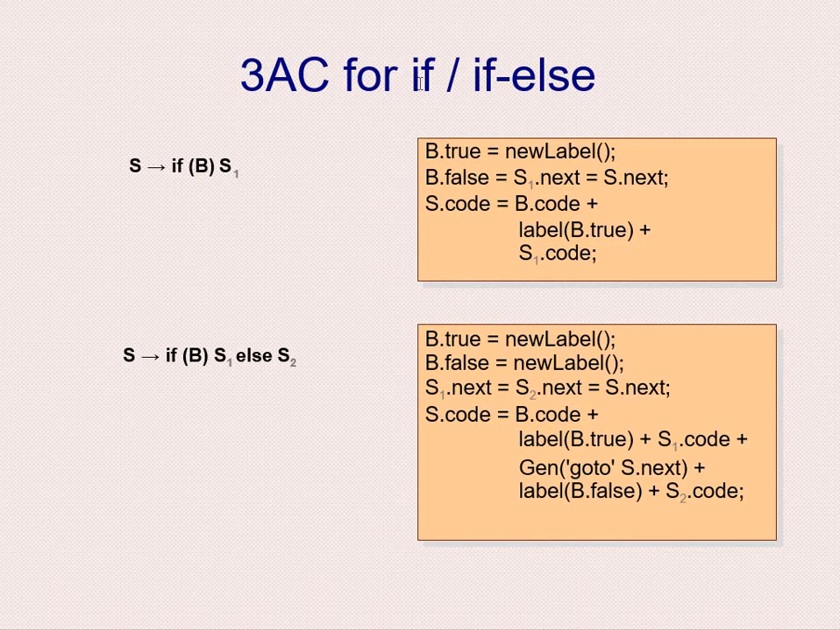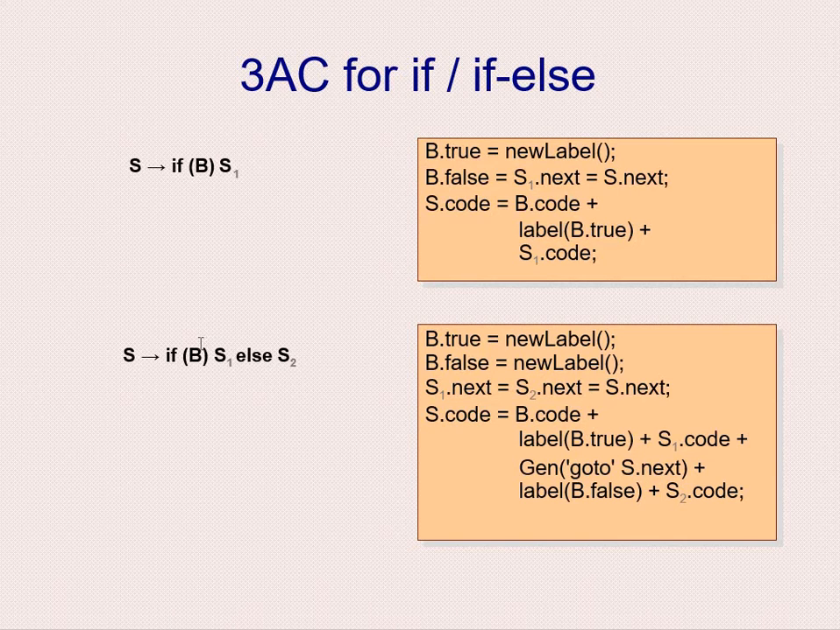If we are having a conditional like if, suppose S is generating if B, where B is the condition or expression. If this is true, then we execute the body of if, statement S1. So B.true is a new label, B.false equals S1.next equals S.next, and that will be the value of S.next also. S.code equals B.code plus label of B.true plus S1.code. So this one is for if.